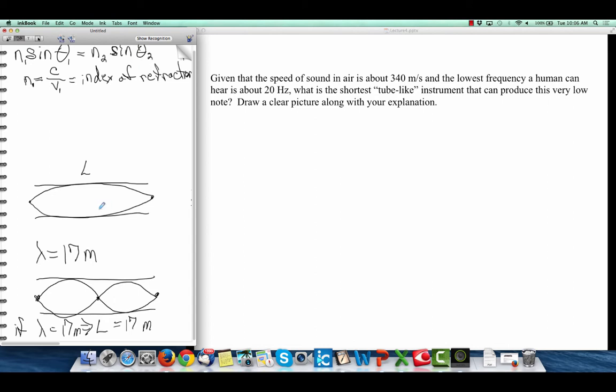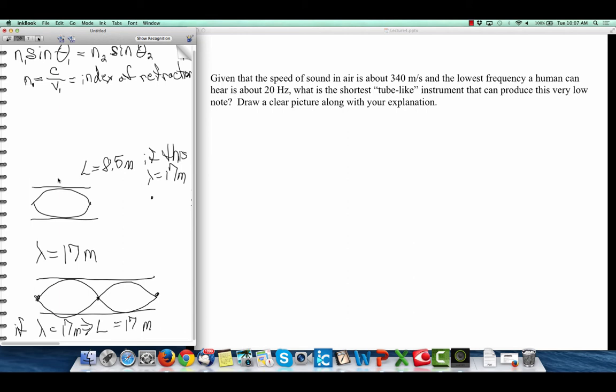What about this one? What if this is the standing wave that's 17 meters? What's L? 8.5. Well, so that should be drawn shorter. If I really want to make this look right compared to the other one, I would draw it like that and say, well, this is a shorter tube. You can see that this half wavelength is the same as that half wavelength. That's the shortest tube that will give you a standing wave of 20 hertz.